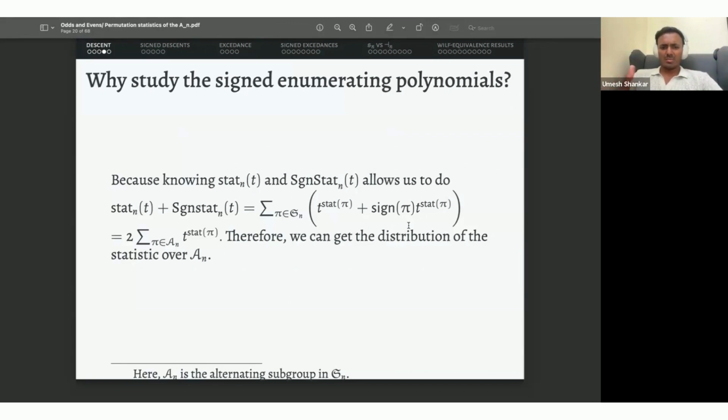Another way, because the alternating subgroup is a normal subgroup of Sn, is we can get results for conjugacy classes and then look at the normal subgroup as a union of conjugacy classes. This is another common way to get results about An.